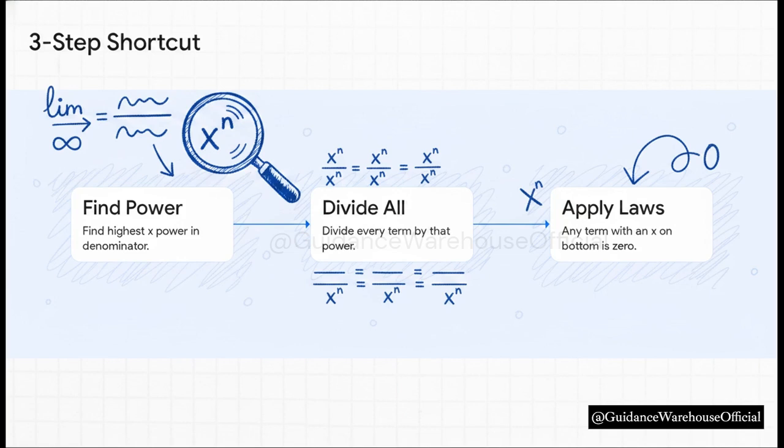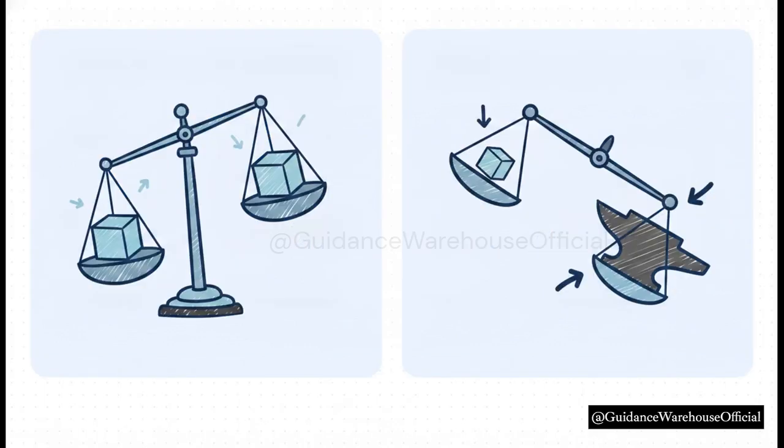First, find the highest power of x that is specifically in the denominator. Second, divide every single term in the entire fraction by that exact power. And third, apply your limit laws, which means any term with an x still stuck on the bottom just turns to 0. Seriously, memorize this trick. Let's make this crystal clear with an example. Here are 2 standard scenarios side by side.